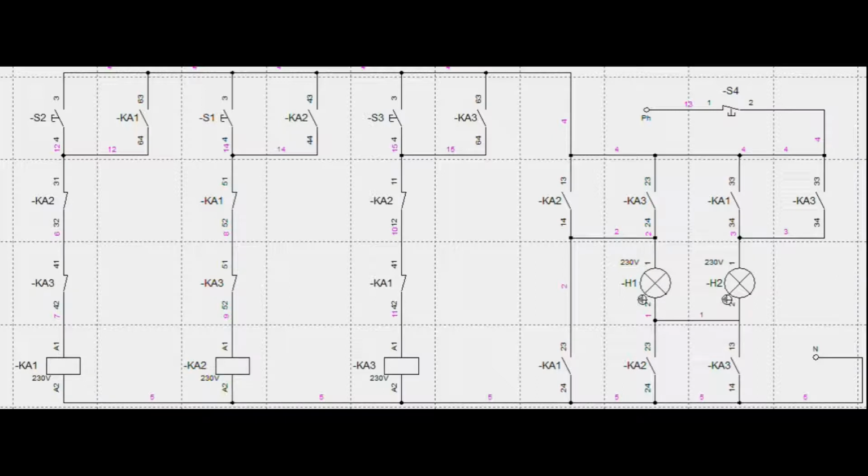Today in front of us, we are going to be presenting to you the design of a manual temperature control system based on contactors. This design controls the temperature in three different stages. We have the low, medium, and high.